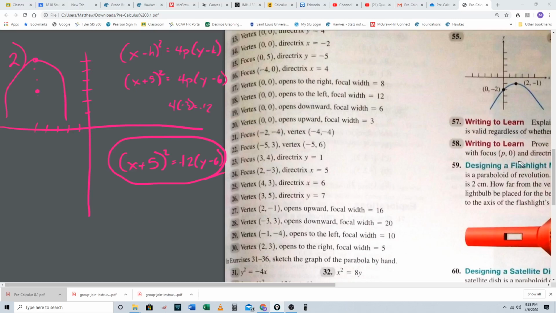So let me clear this. Another one. Let's see. We did number 22. All right, focus and directrix, really the same. Instead of giving vertex, we're giving focus and directrix. So 24.